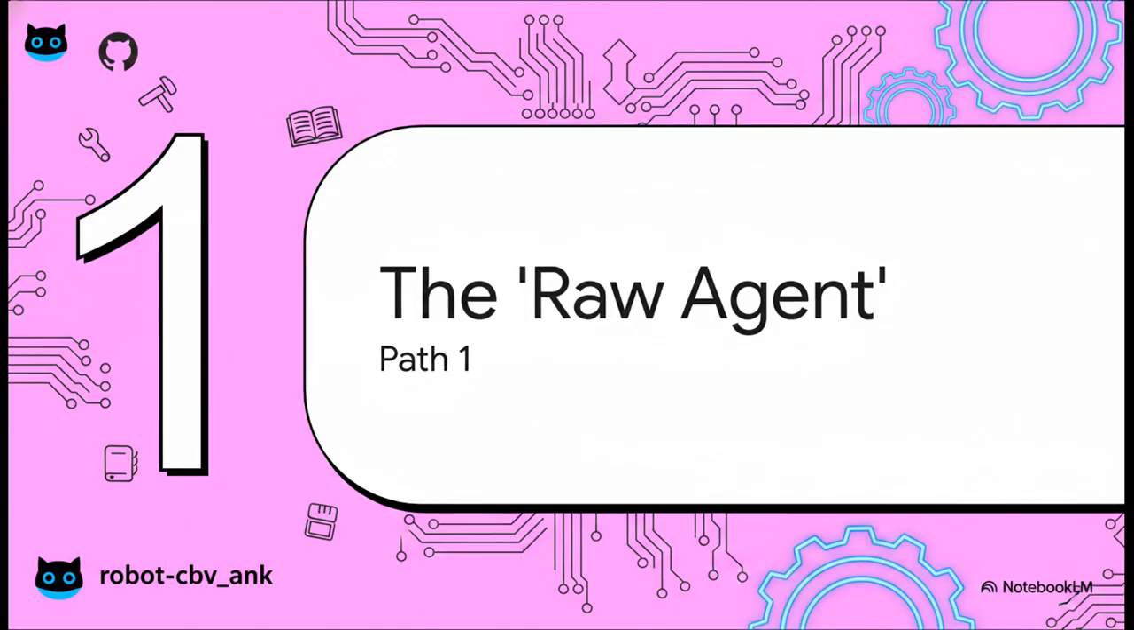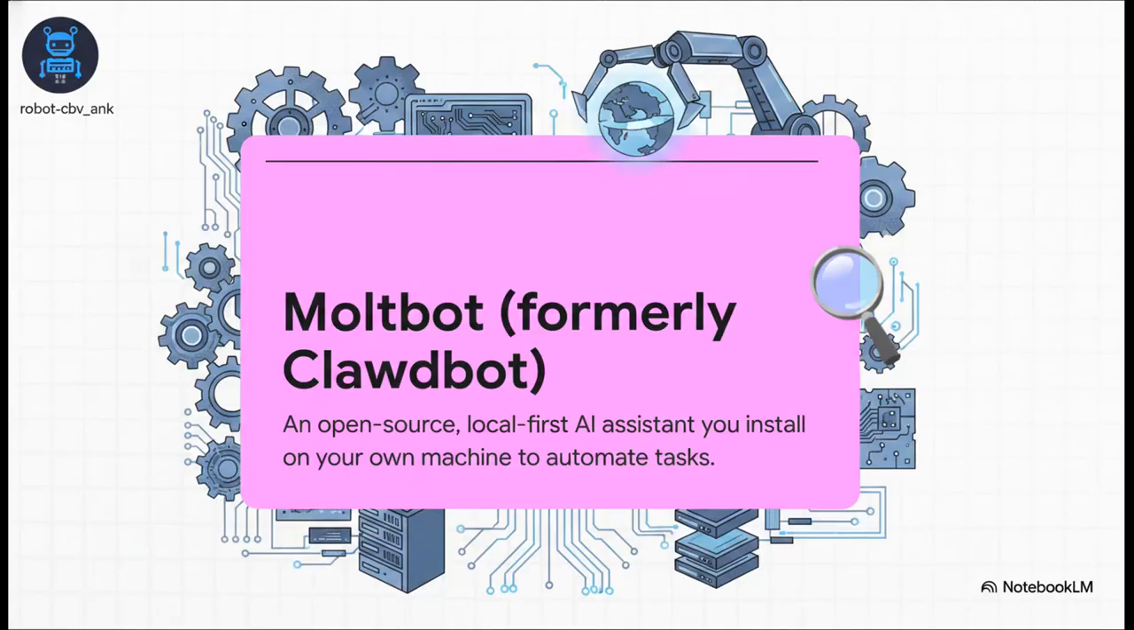All right, so let's dive into the first path. This is the one that's getting all the buzz on places like GitHub and developer forums. This is the world of do-it-yourself open source AI. We're going to call it the raw agent. Now, a big name in this space is a tool called Moltbot. You might have seen it before under its old name, Clawdbot. The key thing to get here is that this is software you download, you install, and you run yourself on your own computer. It is not some cloud service you just log into.